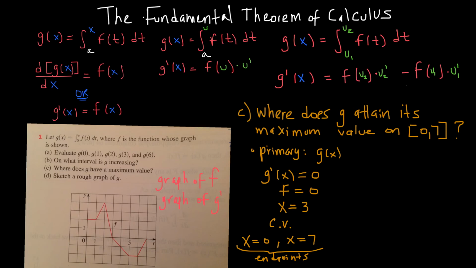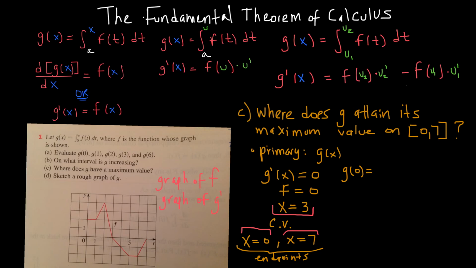So I'm going to start with G of 0 because I'm going left to right. So let me just clarify. I'm going to try 0, I'm going to try 7, and I'm going to try 3. And the absolute maximum has to be either from the critical value or from the endpoints, right? So let me start again left to right. I'm going to try G of 0. And how do I figure out G of 0?